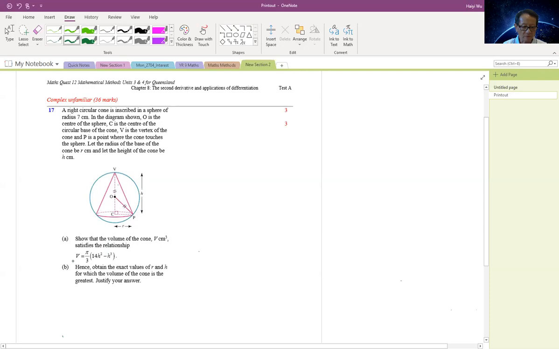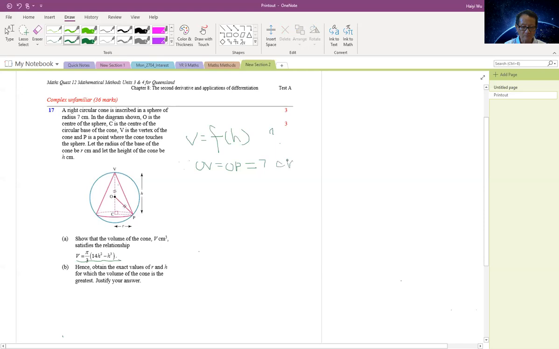The first question asks us to find the volume in relation to h, the height. So we need to find the function between V and h. So how do we do it? Let's have a look at some conditions we know. OV is equal to OP, which is the radius of the sphere, 7 centimeters.